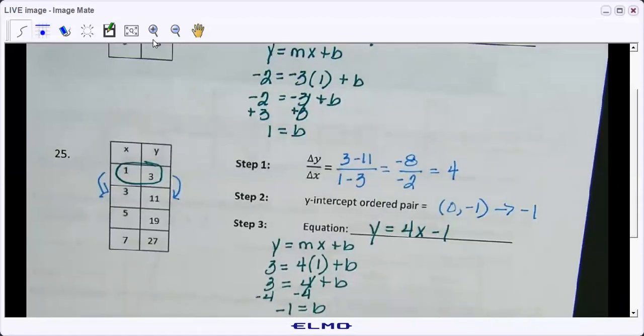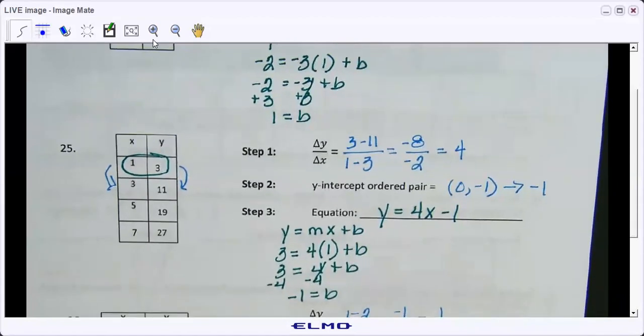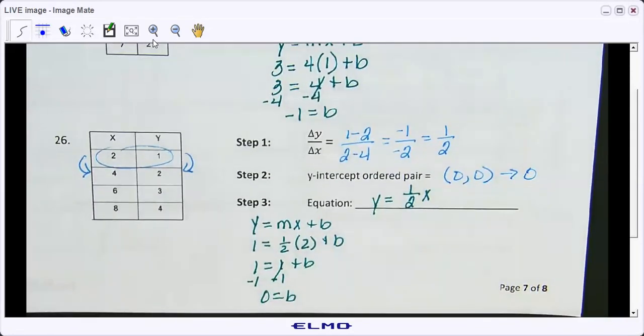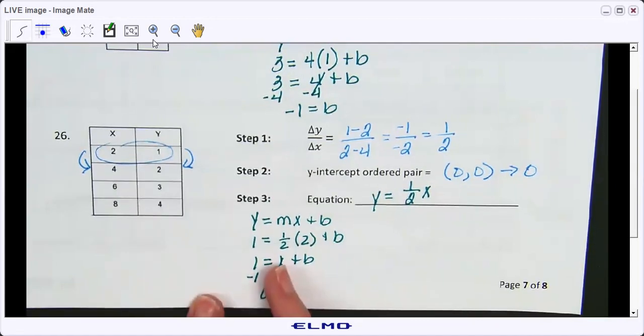Okay, if you're ready, I'm going to put up 26 and you can check your answer. This one was a little bit tricky. We had a fraction and our y-intercept ended up being 0. So if you did not get this, I want you to pause it and look at my work and just see how I did this. One thing I do want to help with is that 1/2 times 2 is just 1. So that's how I came up with the 1 here.